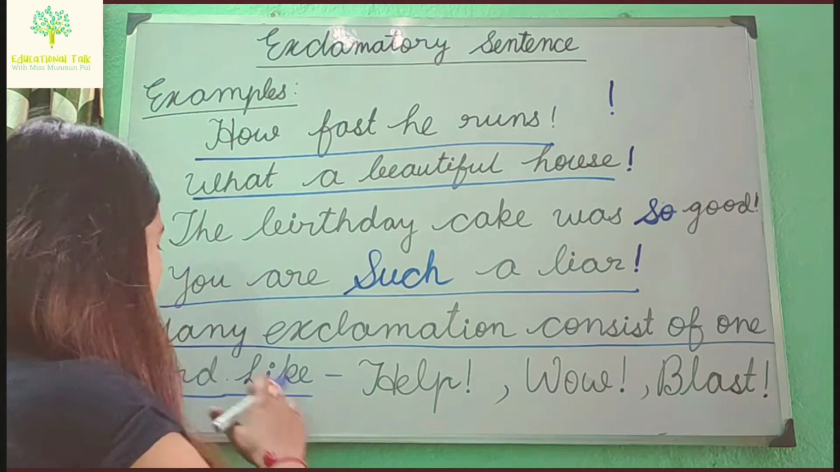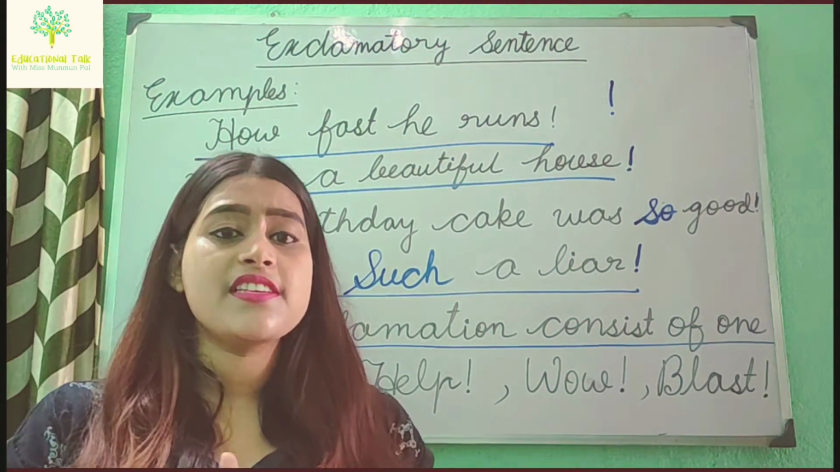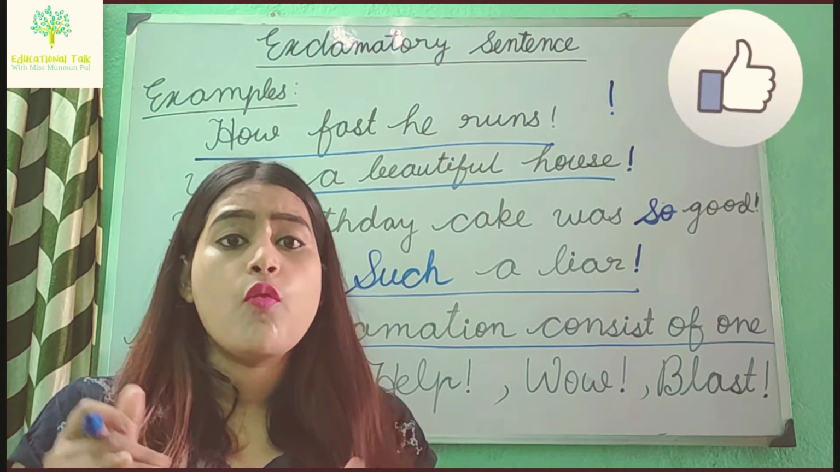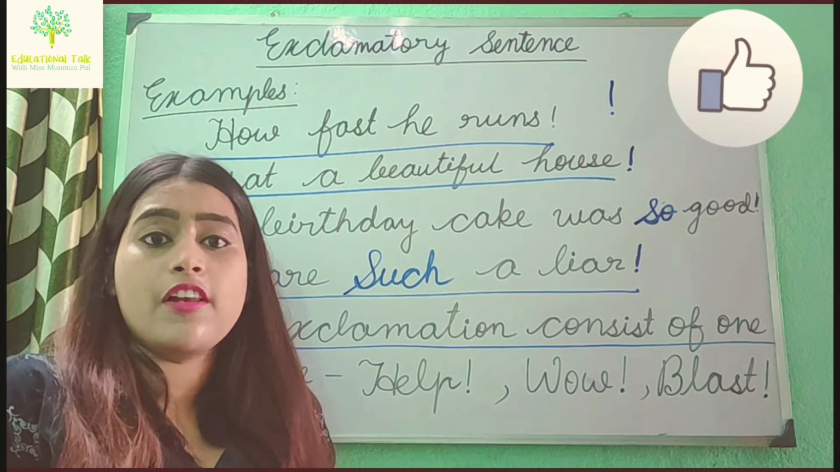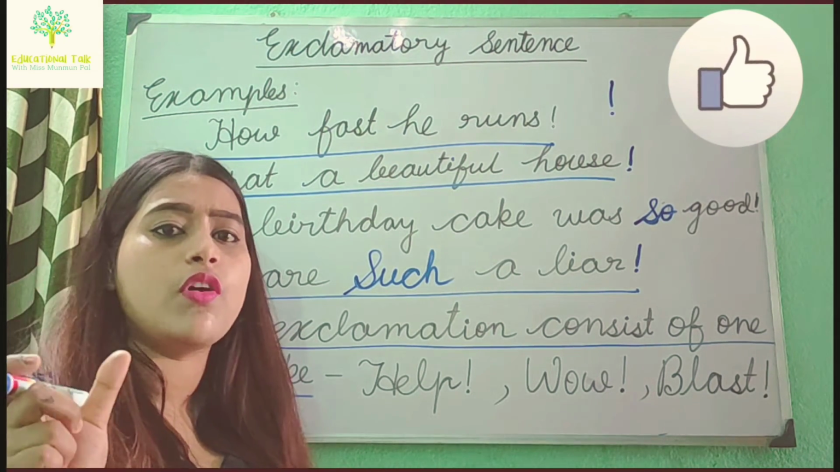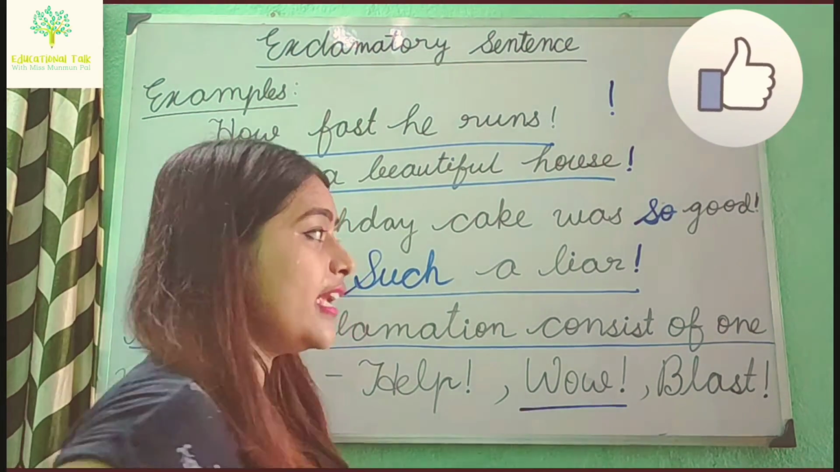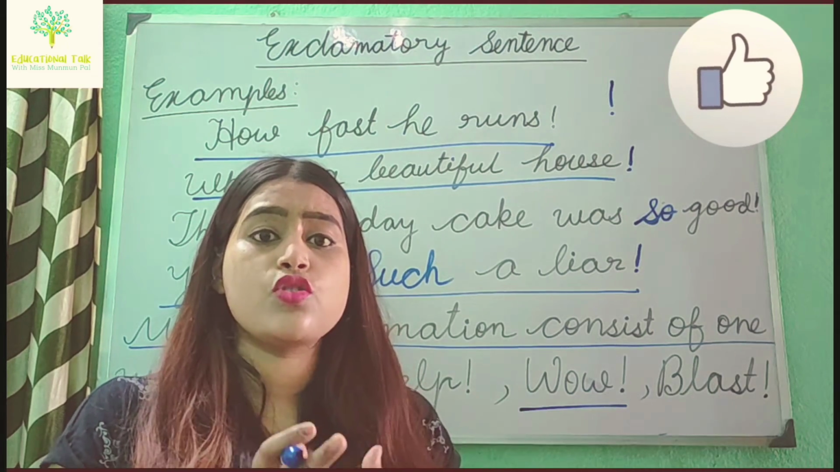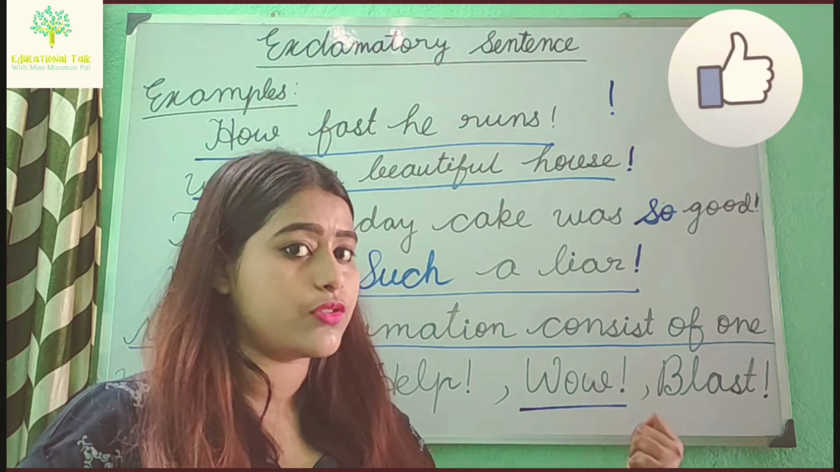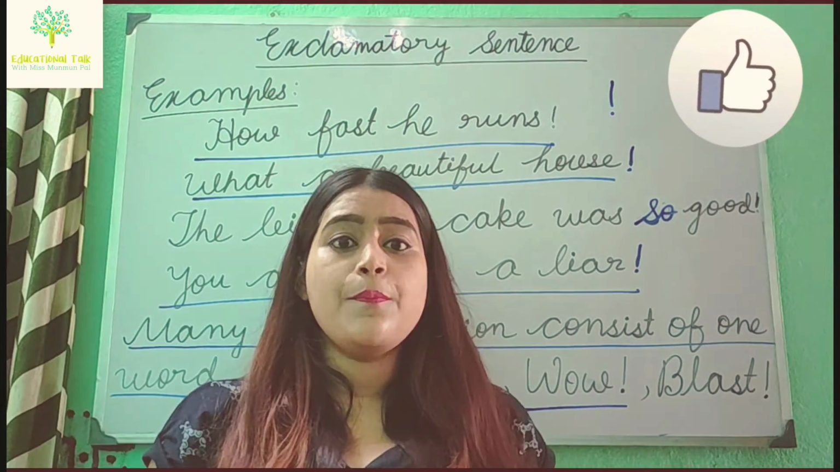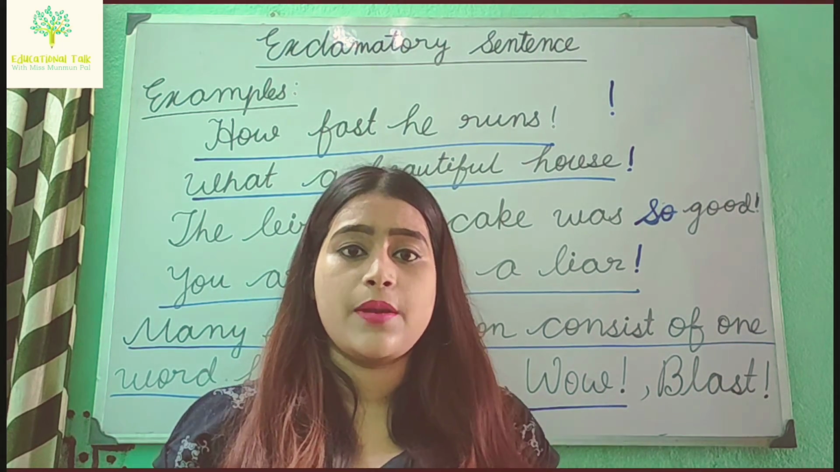Remember one more thing. Many exclamation sentences consist of one word. Like help. When we sound like help, it is one word, but it shows us the exclamation of it. Now wow, like if I have seen something that is too much beautiful, I always just remark that wow. So it is also an exclamatory word. Now the blush. See, here I have written the blush. Blush word also is an exclamatory word.